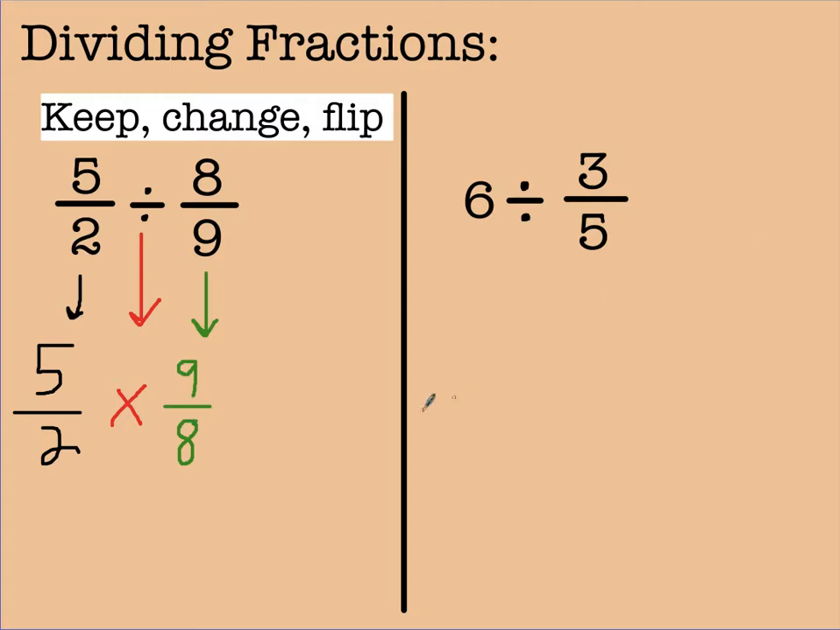All right, so now we're going to multiply straight across. 5 times 9, we get 45. 2 times 8, we get 16. We can try to simplify, try to divide by something, but nothing works here to simplify, so that's our final answer.